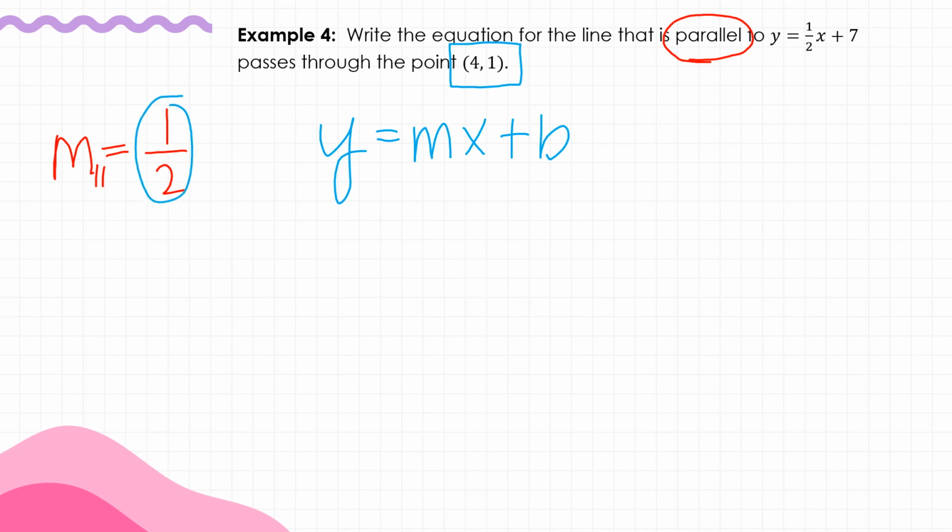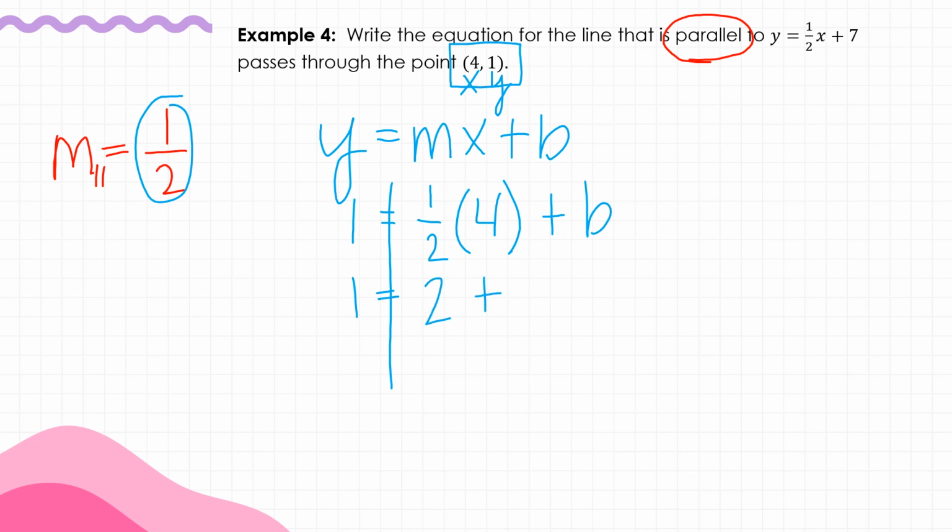I know that the slope is 1/2. I know a value of y that the graph passes through is this point. So the value of y would be 1 and x would be 4. That point is a solution because the line passes through it, and I can use that to solve for b. So 1/2 times 4 is 2. Then to get b by itself, I would subtract the 2 from the other side of the equation. So 1 minus 2 is -1, and that is my y-intercept.